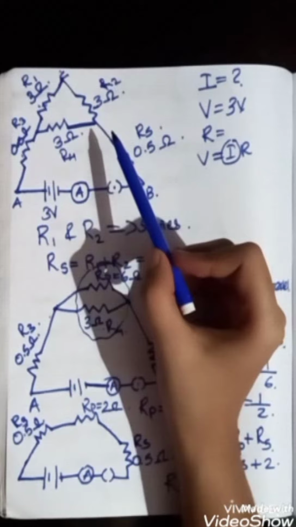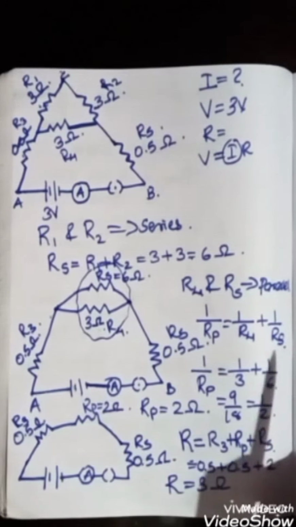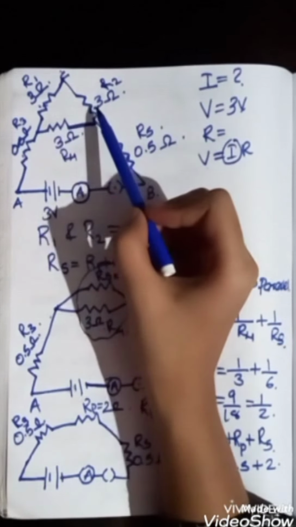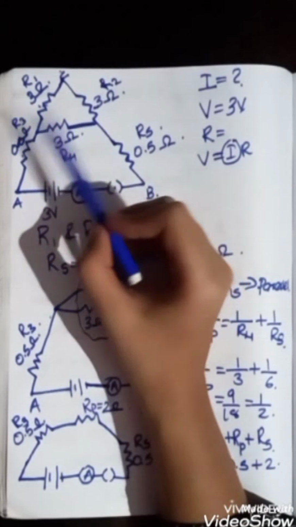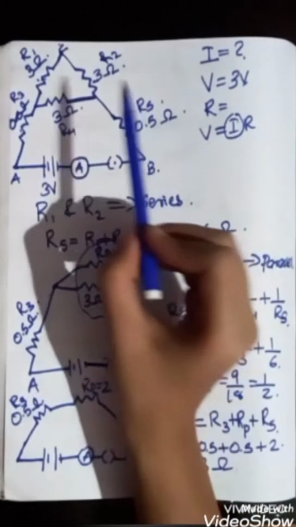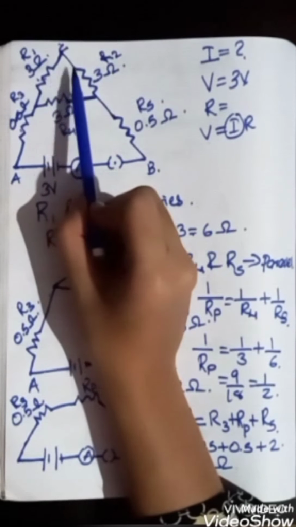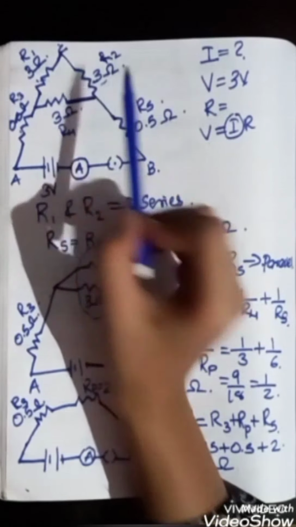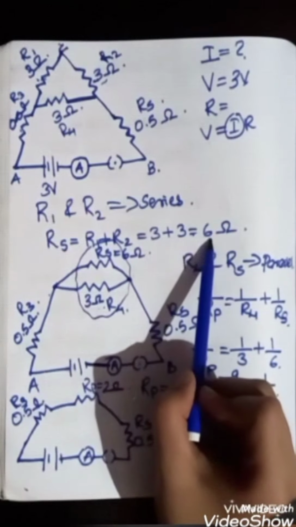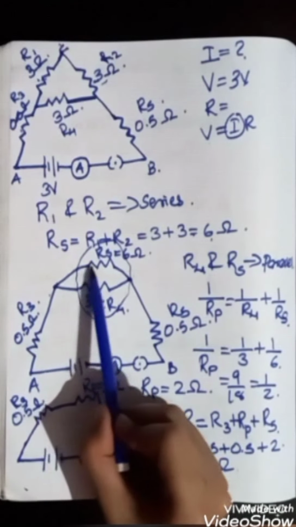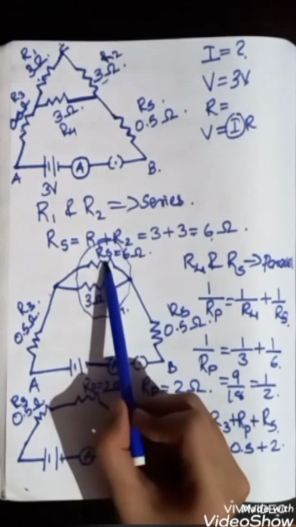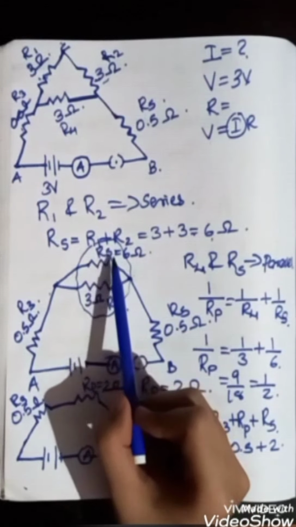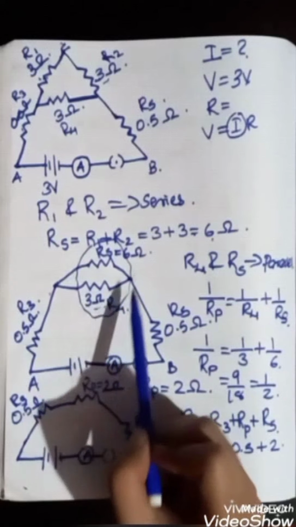You have to solve such a problem step by step like this. Then you will get the total effective resistance of this figure. Here the parallel combination and series combination are mixed together. You have to solve it step by step. Here R1 and R2 are connected in series. Then we calculated the total resistance, that is Rs is equal to 6 ohm. Then we redraw it as Rs. These two are combined to form Rs, that is 6 ohm. Then we get this Rs and R4 connected in parallel.